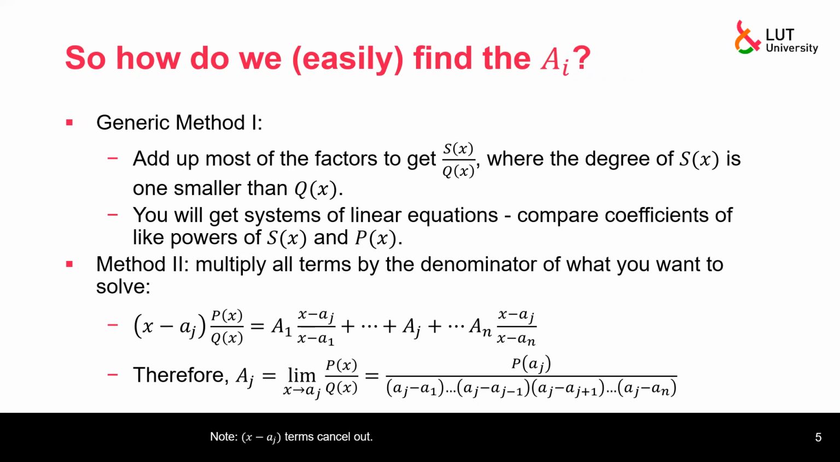And then the second method is we multiply all terms by the denominators of what you want to solve. So if we have Aj to solve, then we multiply everything else by x minus aj. So that was the denominator of A. Then we can add up the rest of the terms and solve for Aj. And when we take the limit where x approaches aj, we should get the value of that.